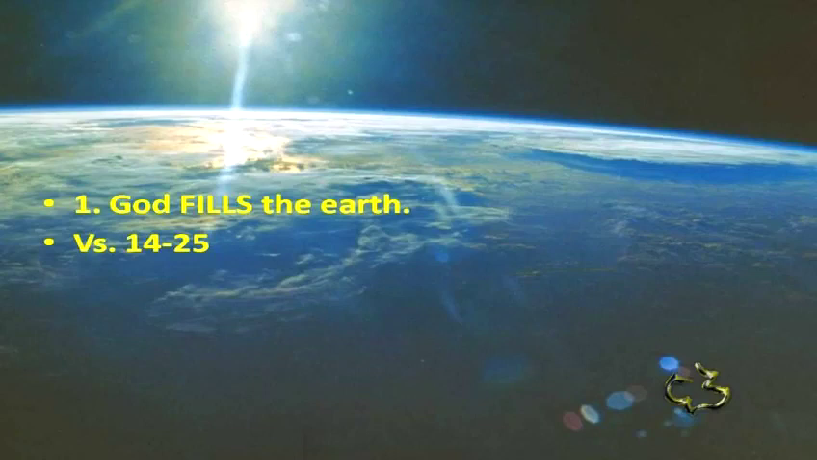Then God said, let there be lights in the firmament of the heavens to divide the day from the night, and let them be for signs and seasons and for days and years. And let them be for lights in the firmament of the heavens to give light on the earth. It was so. Then God made two great lights, the greater light to rule the day and the lesser light to rule the night. He made the stars also. God set them in the firmament of the heavens to give light on the earth and to rule over the day and over the night, and to divide the light from darkness. God saw that it was good. So the evening and the morning were the fourth day.